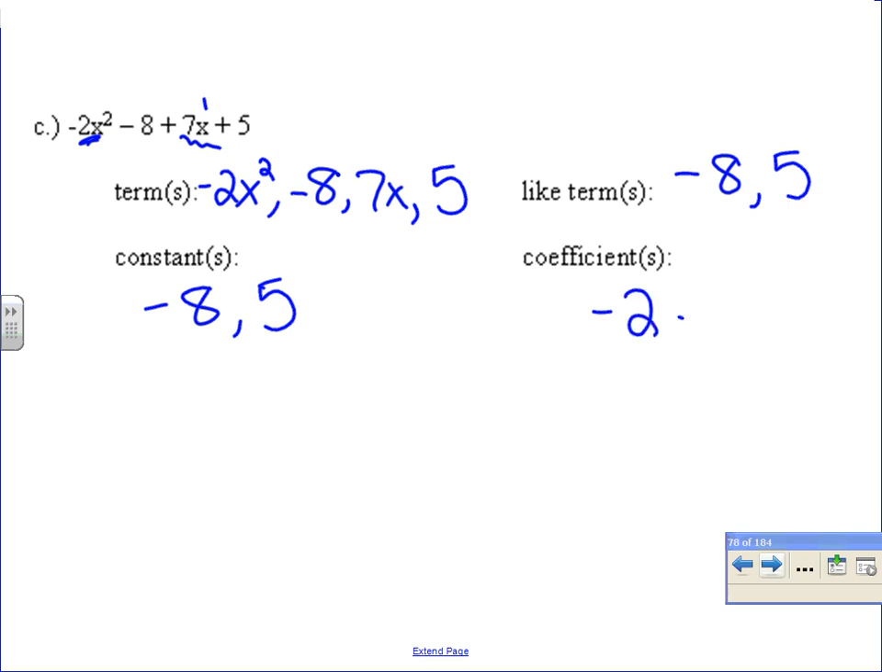Doug, what are the coefficients? What kind of 7? +7. Good. Coefficient is the number in front of the variable. Okay, so now let's simplify the expression. What do you guys think the simplified expression is? This one's tricky. Adam, you want to try?